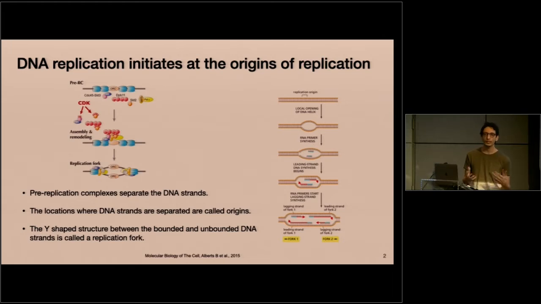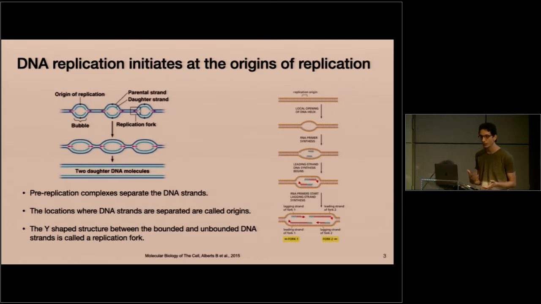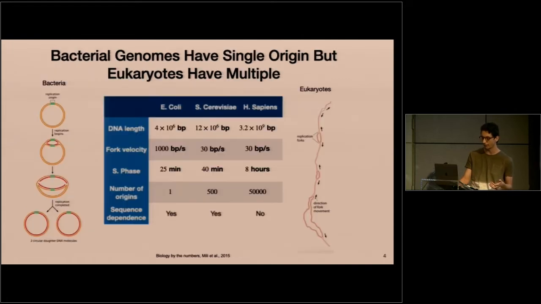So as the replication forks move away from the replication origins, there are free nucleotides in the DNA environment which start getting incorporated to the free DNA strands and create complementary DNA. So when the replication forks span the whole DNA, we get two daughter DNA molecules where each of them shares one DNA strand with the parental DNA.